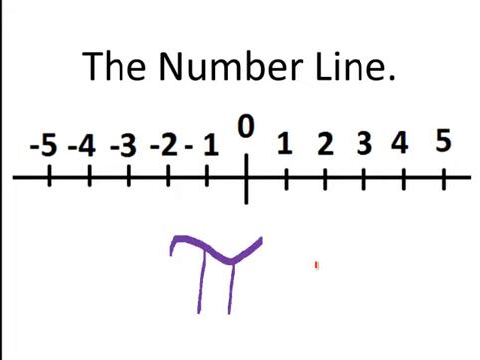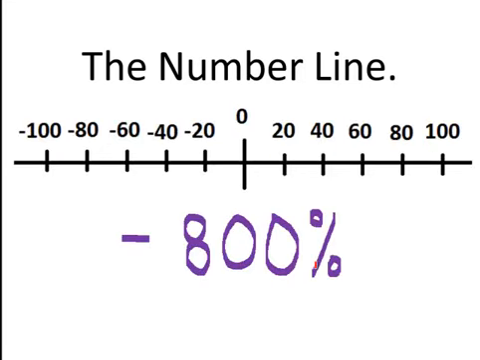Where would pi go on the number line? About there, a little more than 3.14. Negative 800% would be about negative 8 and would probably fall about there on the number line.